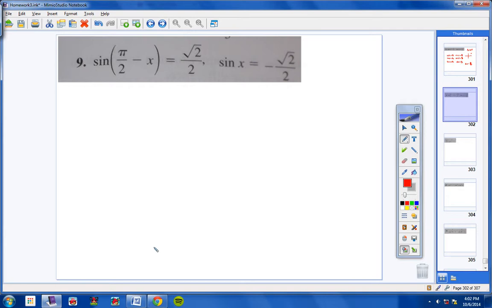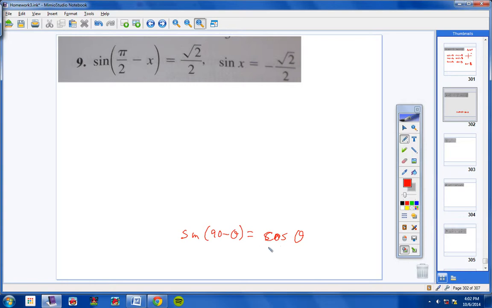Now remember, on your trig identity sheets, we know that the sine of 90 minus an angle, we'll call it theta, is the same thing as the cosine of that angle. These are called cofunction identities. There are also reciprocal identities. Sine and cosecant are reciprocals. Cosine and secant are reciprocals. Tangent and cotangent are reciprocals, but they're also cofunction identities.